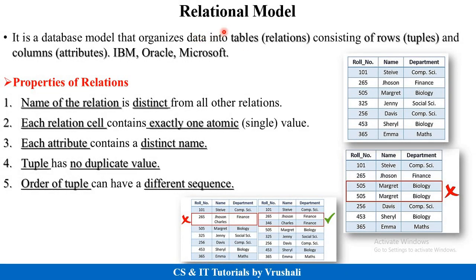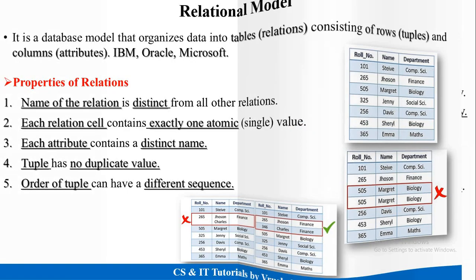Now the next topic is relational model. Relational model means data is stored in a proper table structure. There are proper rows and columns. IBM, Oracle, Microsoft, these are relational databases. These are the different properties of a relation. Every table has its own separate name. Every cell stores one single value, an atomic value. Every attribute has its own different name like roll number, name, department. Tuples don't have duplicate data, and the order of tuples may have a different sequence. So these are the properties of a relational table.